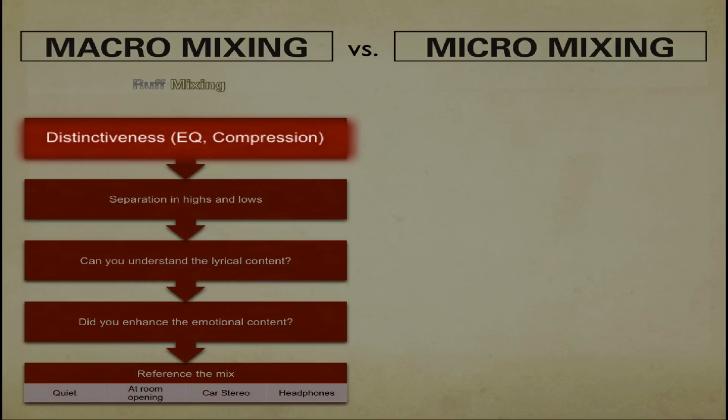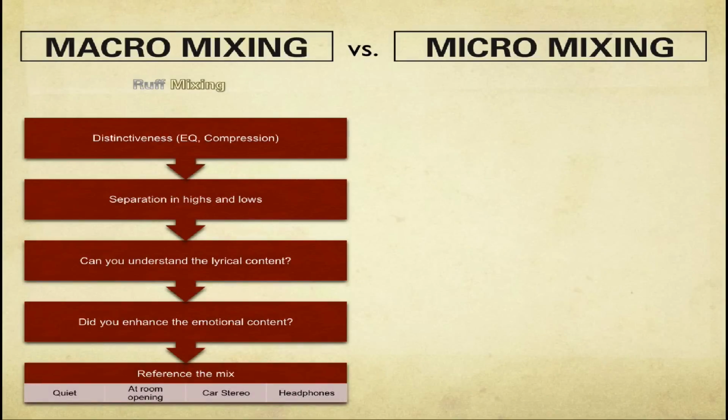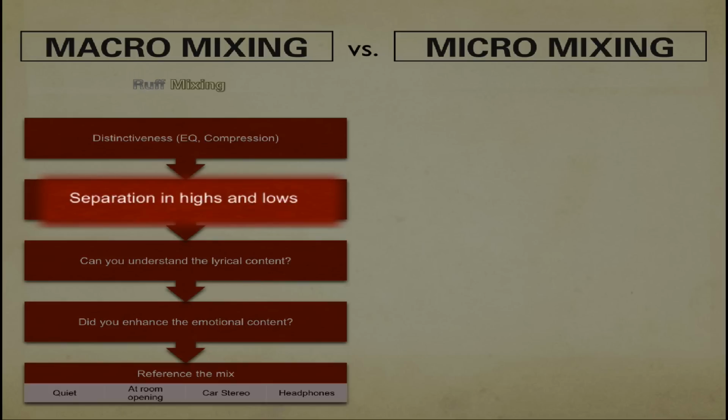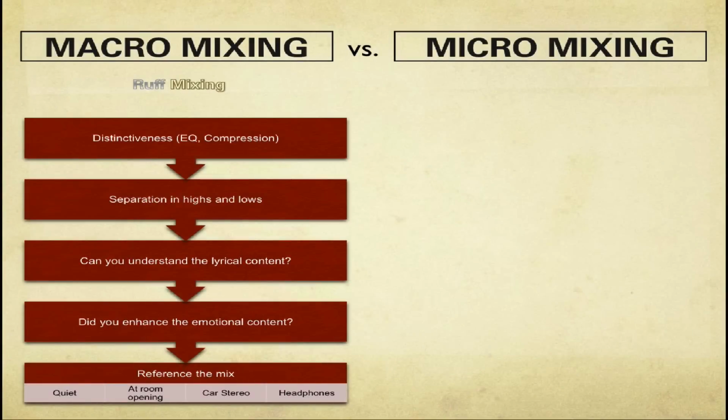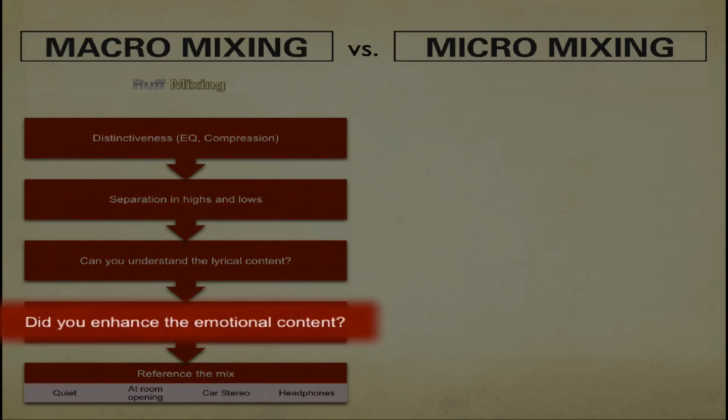So we create a distinction with EQ and compression, and the separation in the highs and lows is one of the hardest things to do. And we listen to things like, can I understand every word that the singer is saying or singing? Is the vocal at a good level? A really loud vocal can also destroy a mix. So a good balance here is very important. But the most important question is, did you enhance the emotional content? Now remember, sad songs should sound sad. Happy songs should sound happy.